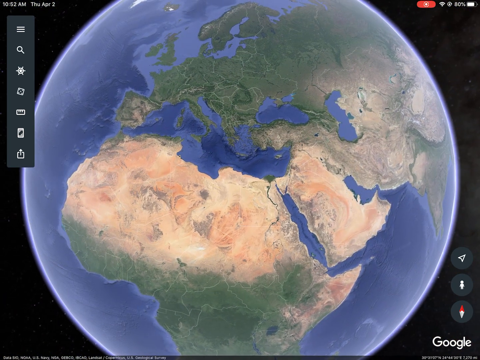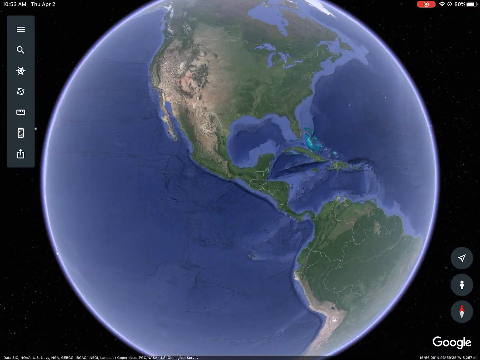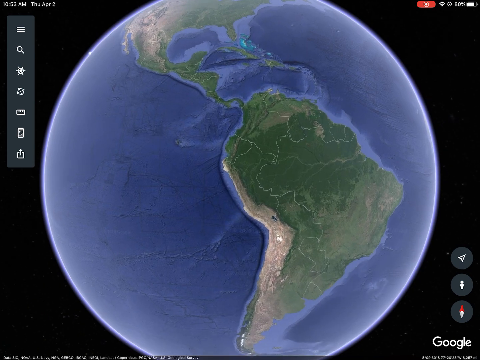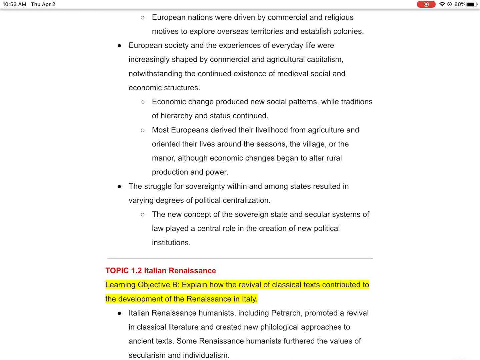So what we're talking about at this time in history is there really are three different worlds right here. And collectively, this is referred to as the Old World: Europe, Africa, and Asia. And they're going to come into contact with the New World, which would be the Americas, both North and South. And that's what we're discussing as we get into these overseas territories.